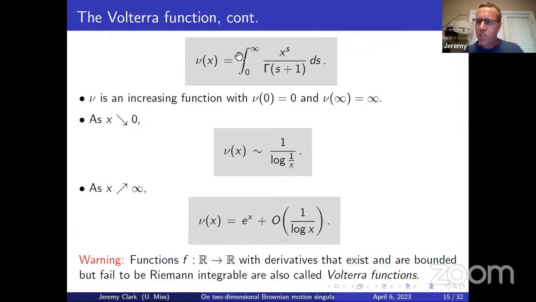And just to get the basic idea of how this function behaves, it is 0 at 0 and infinity at infinity. It's increasing. Near 0, it increases quite quickly. It has an infinite derivative because it's just like 1 over log, so it increases extremely quickly near 0. And at infinity, it is basically the exponential function, a type of exponential function. The only thing I warn you about is that there are other functions also called Volterra functions, so when you do a Google search, you have to be a little careful.